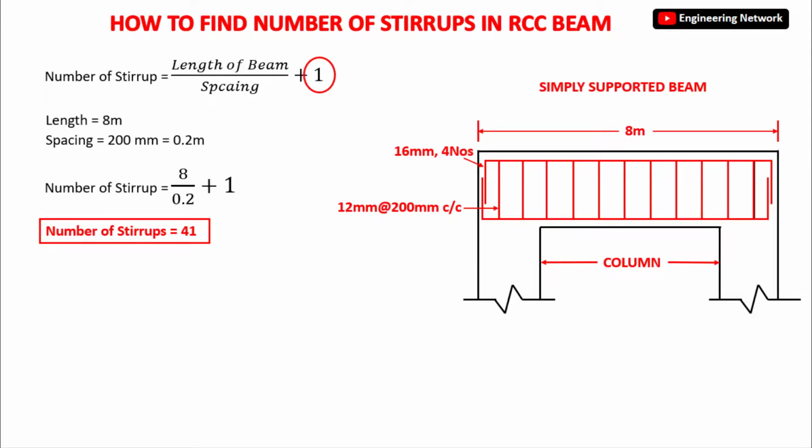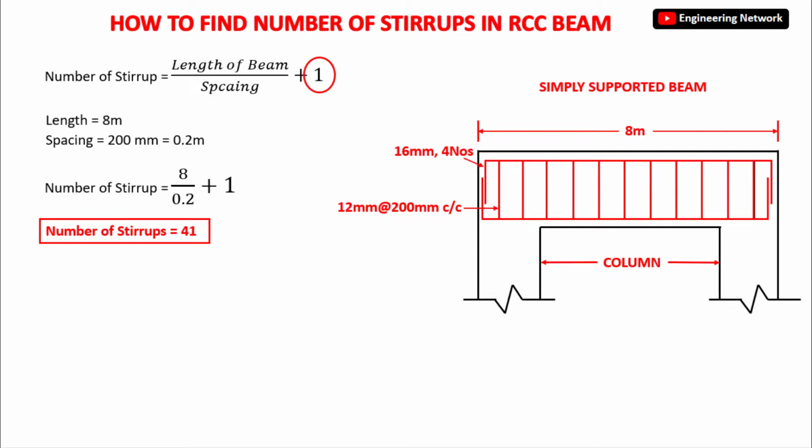So now I can say that for this 8 meter long RCC beam, I will need to provide 41 stirrups, which have a center to center distance of 200 millimeter. So this is how you can easily find out the number of stirrups in any type of RCC beam.